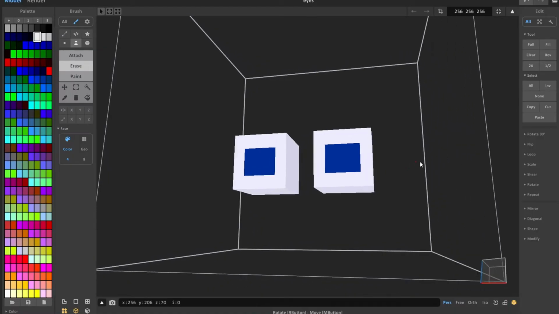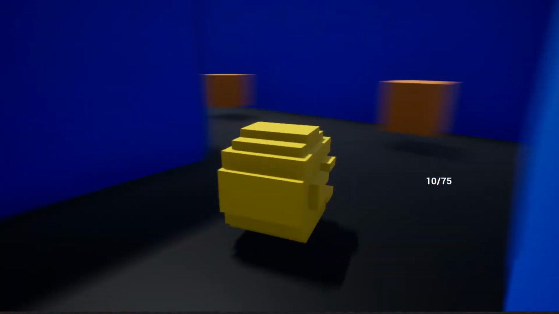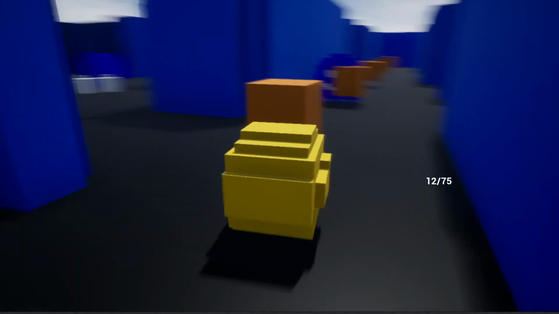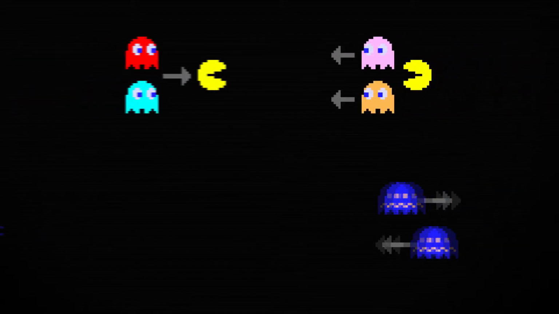To create this, I first had to just edit my ghost voxel model so it was just its eyeballs. I then made it in Unreal Engine so that whenever you ate a ghost whilst it was in frightened mode, it would scurry back home. One final thing about the AI.